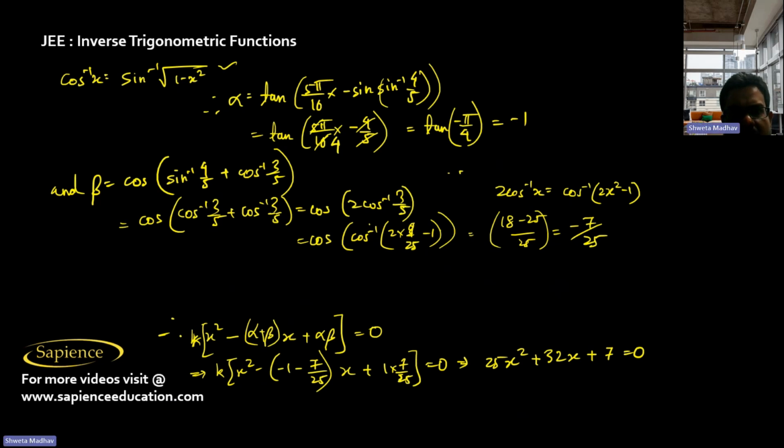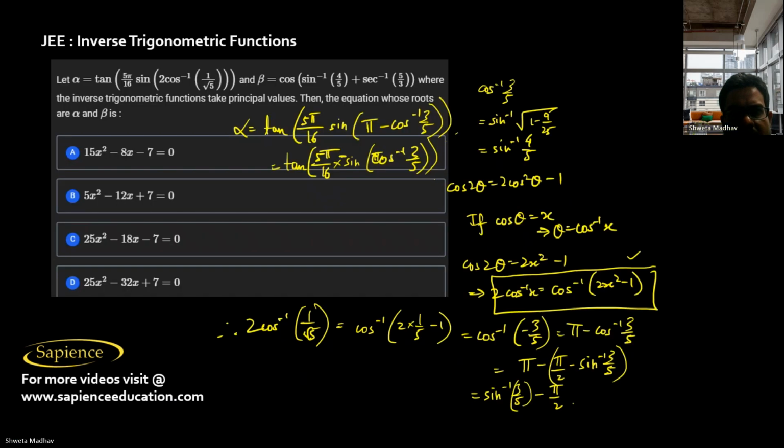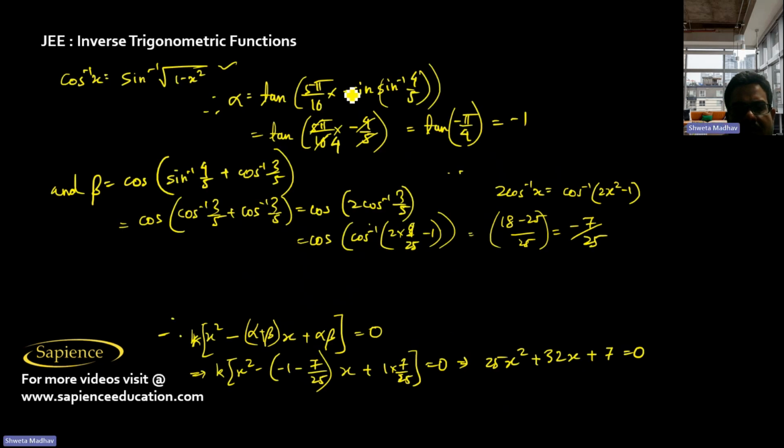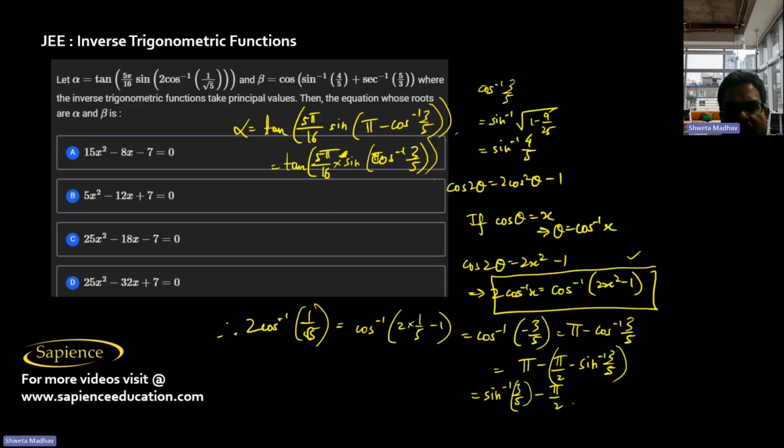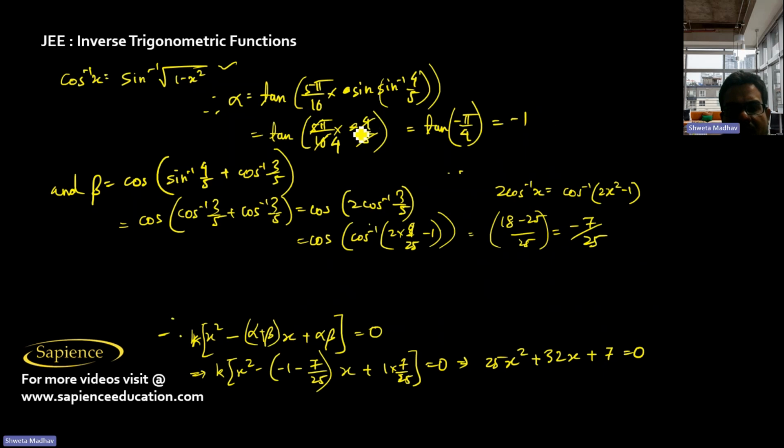So alpha here, this will be pi minus, here this minus should not come. This minus is not there. Sine of sine inverse of 4 by 5, this is 4 by 5. So 4 is 16. So tan pi by 4, that is 1. So alpha is 1.